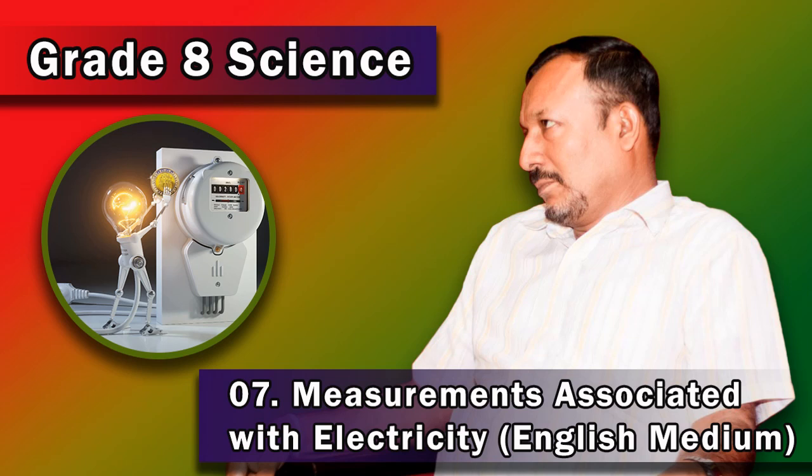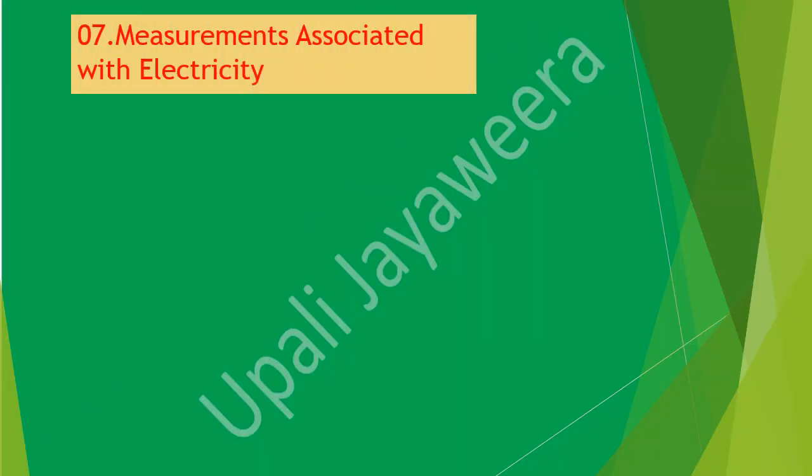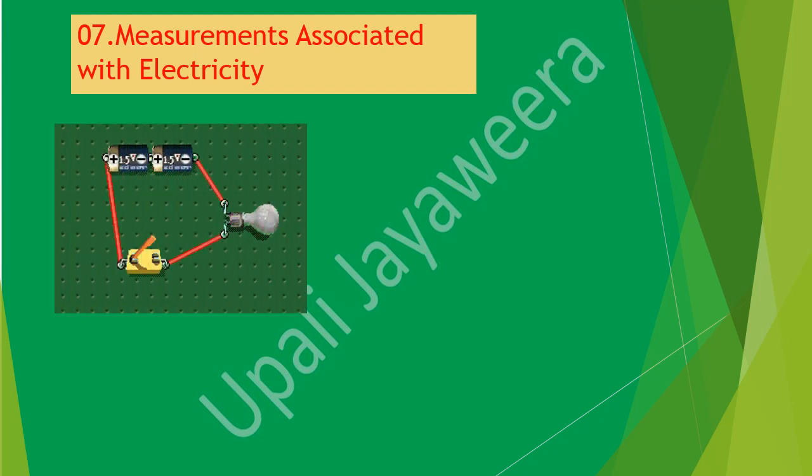Grade 8 Science. Today I am going to discuss with you measurements associated with electricity. First, we'll do this activity. For this activity, a switch, a bulb, connecting wires, and two dry cells are needed. Arrange the circuit according to the given diagram.